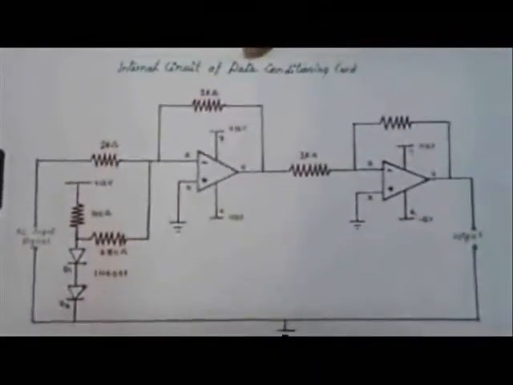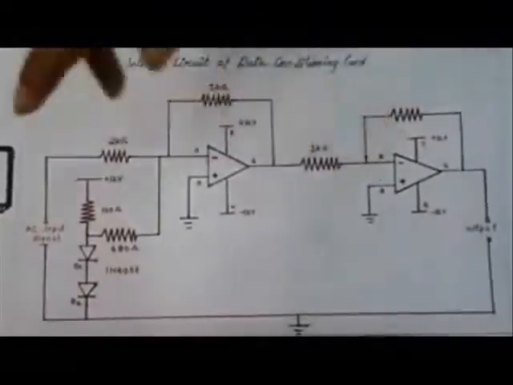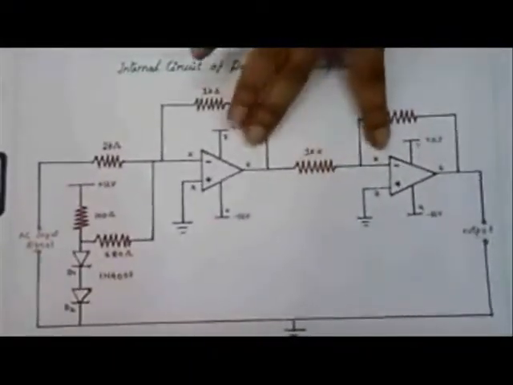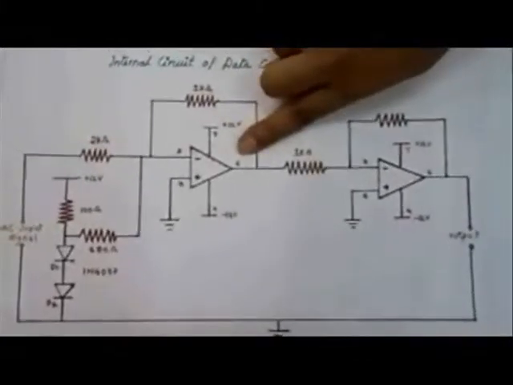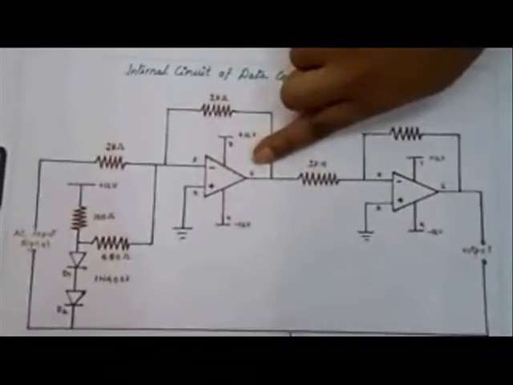The internal circuit of the data conditioning cards is as shown. It has 2 op-amps which are operated in inverting mode. The first op-amp acts as a summing amplifier. It adds the given input signal with a reference DC voltage.